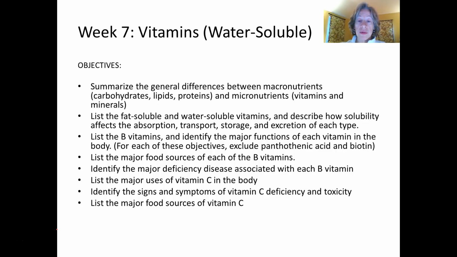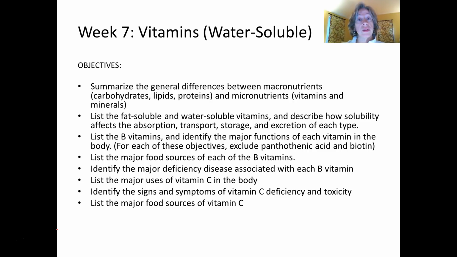So, major food sources of B vitamins. The first three, B1, B2, B3, you find primarily in whole and enriched grain products. B6, you also have some unique sources of them. So B1 you also find in things like pork.